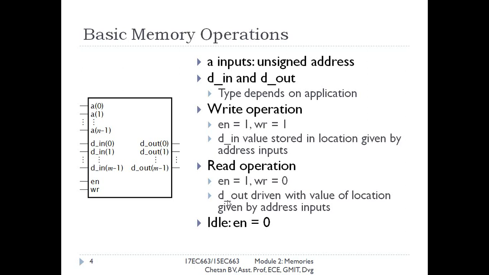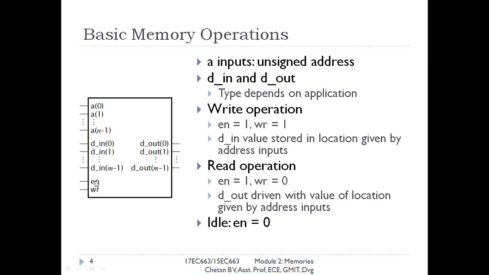Coming to the basic operations performed by memory, as you all know, memory can perform read and write operation. So this is a diagram which shows the basic operations that a memory can perform. Here we have address lines starting from A of 0, A of 1, so on up to A of small n minus 1. So these are n bit address lines. D in 0, D in 1, so on up to D in small m minus 1. These are small m number of input lines. D out 0, D out 1, D out m minus 1. So these are small m number of output lines.